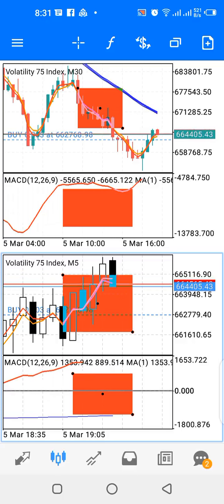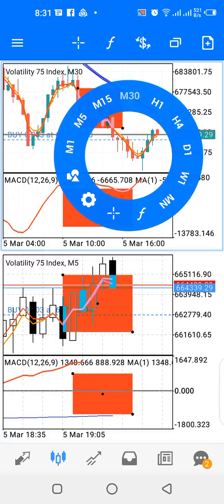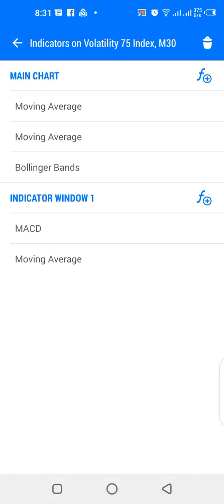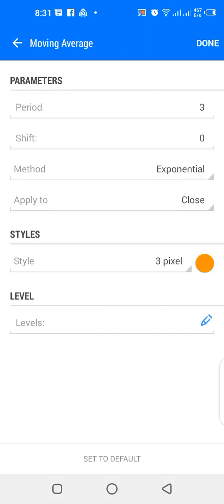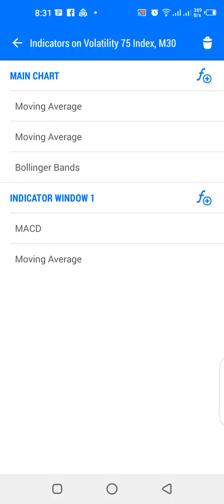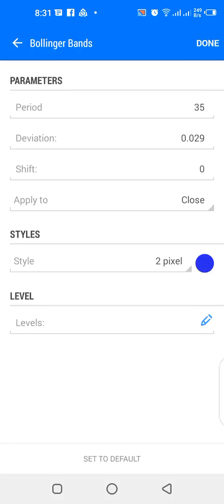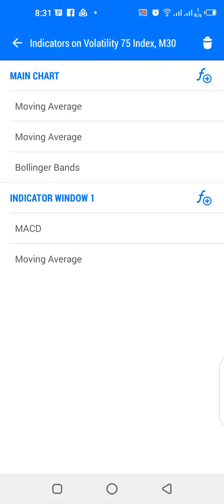The settings are the same for the two windows. Let's look at the settings. On the main chart I have moving average, 3 period, the shift is 0, exponential applied to close, and the color is orange. Then the second is also a 3 period, linear weight this time around, applied to close, and the color is red. And on the main chart I have Bollinger Bands, 35 period, deviation is 0.029, applied to close, and the color is blue. That's for the main chart.